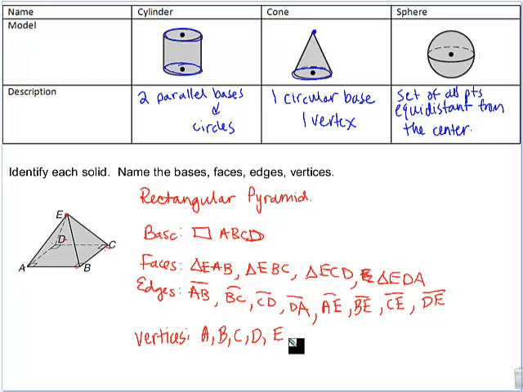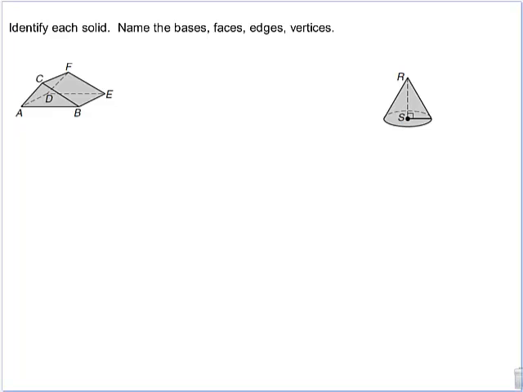All right, so that's how we identify the solid. We name the bases, faces, edges, and vertices. Now your information does not have to be in the exact order as this information up here. Also, for example, when you're naming the triangles, the order in which you write the points does not matter.